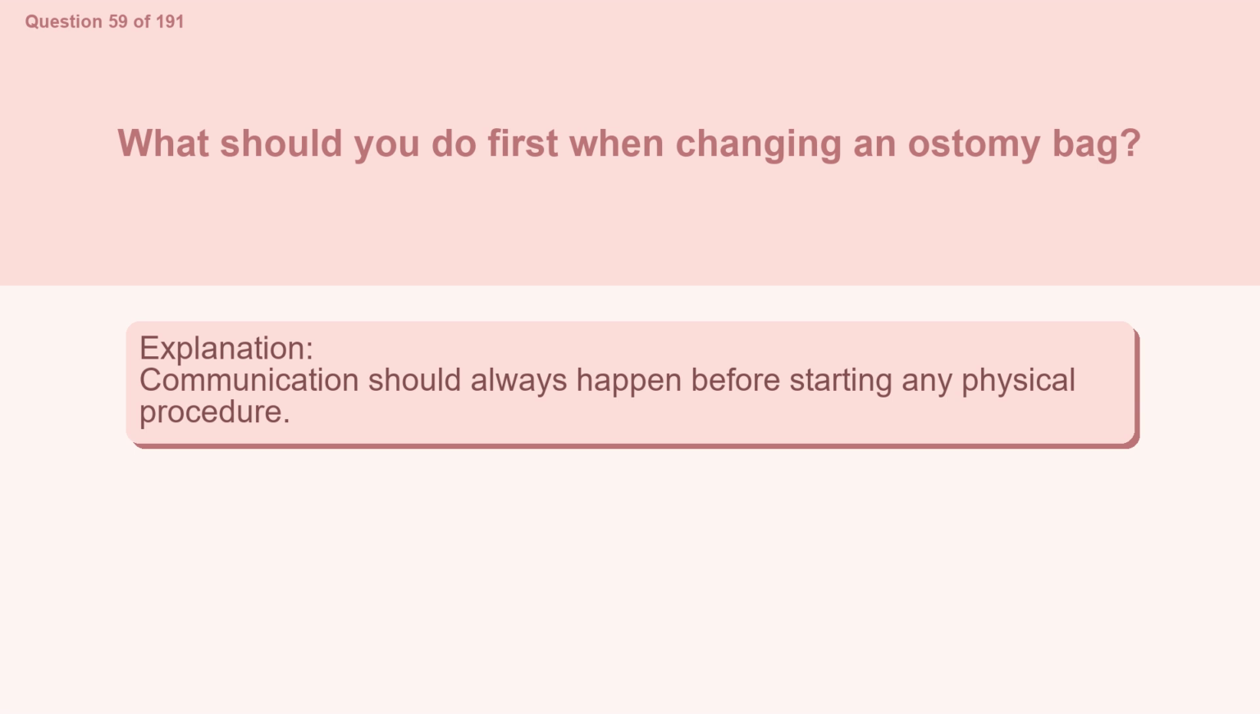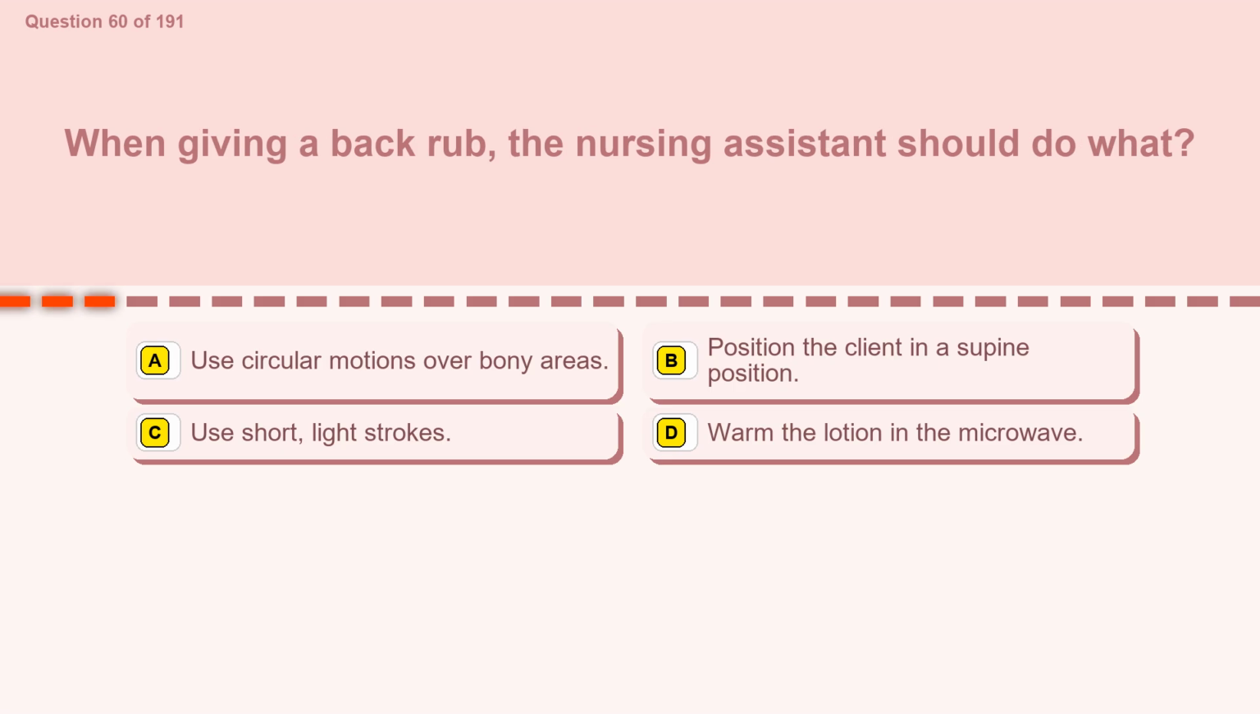Question 60. When giving a back rub, the nursing assistant should do what? Option A. Use circular motions over bony areas. Option B. Position the client in a supine position. Option C. Use short, light strokes. Option D. Warm the lotion in the microwave.